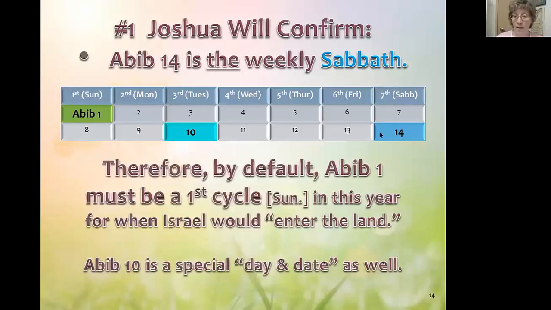But anyway, number 1, Joshua is going to confirm that Abib 14 is the weekly Sabbath. So right there on the 14th, that is a weekly Sabbath. So that means by default that Abib 1, or the very first day of the new year, has to be on the first cycle when Israel is entering the land. This is the calendar for Israel. And don't forget, Abib 10 is a very special day too. Remember, that was the day they chose the lamb. So Abib 1 on this calendar that Joshua is on this particular year actually does start on the first day of the week.